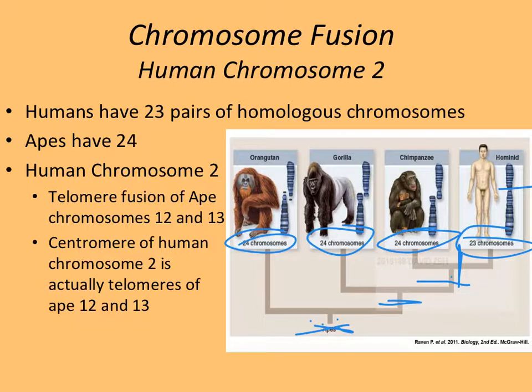Now what we found in humans is that the centromere of human chromosome 2 corresponds to the telomeres, the ends of the chromosomes, of ape 12 and 13. So the most likely and simplest explanation is that these 2 chromosomes in our human ancestor fused at some point into one chromosome, which is human chromosome 2. Now, that's very strong evidence for us and great apes sharing a most recent common ancestor.